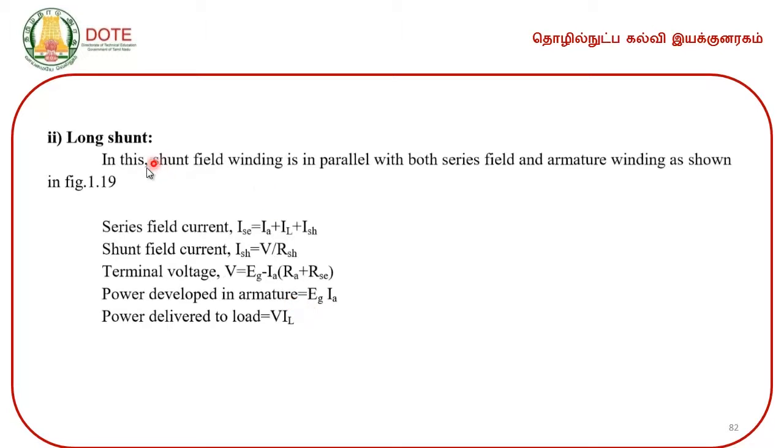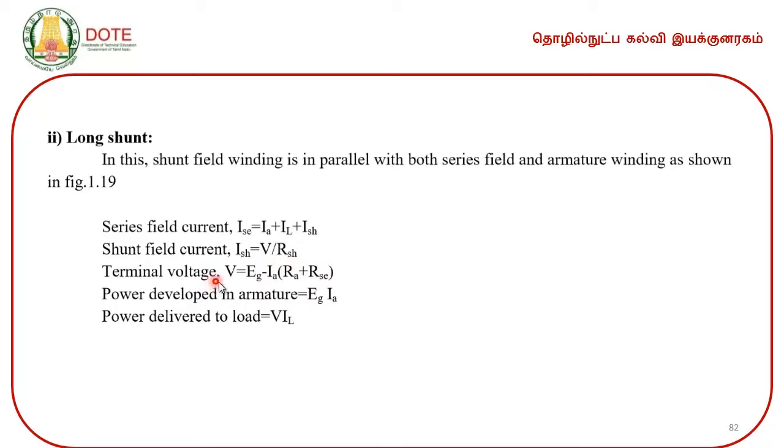Then comes the long shunt. In this, the shunt field winding is in parallel with both the series field and armature windings, as shown in figure 1.19. The series field current ISE is equal to IA plus IL plus ISH, where IA is the armature current, IL is the load current, ISH is the shunt field current. The shunt field current expression ISH is equal to terminal voltage V by RSH.